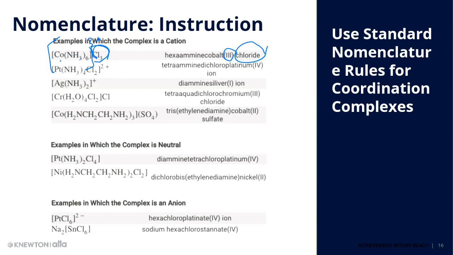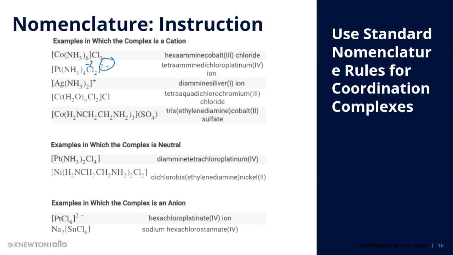Platinum, in this case, you have the platinum. What's the charge of platinum here? How do we know the charge of platinum? You look at the charges for your ligands. Chlorine has a charge of -1. You have 2 chlorine, so it's going to be 2-. And then the overall is 2+.